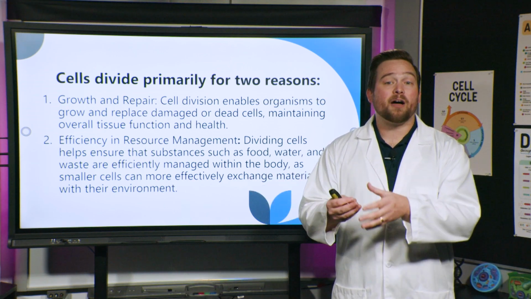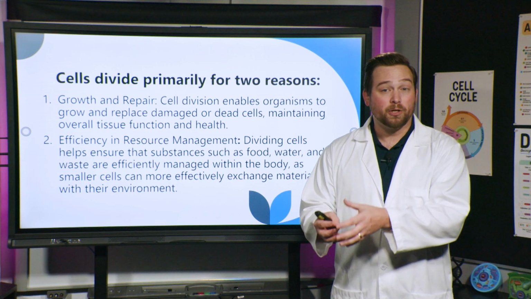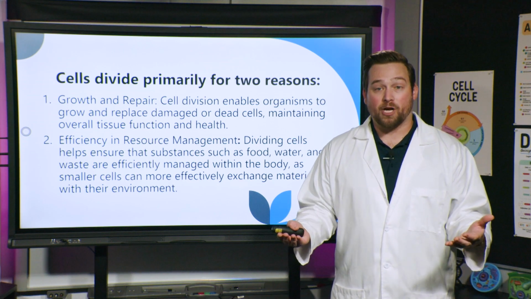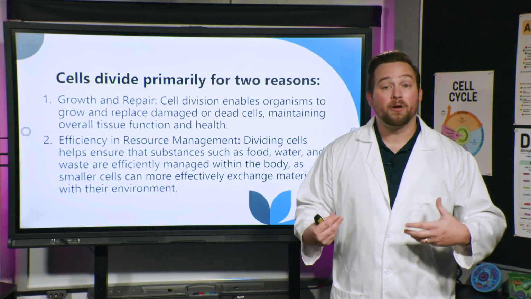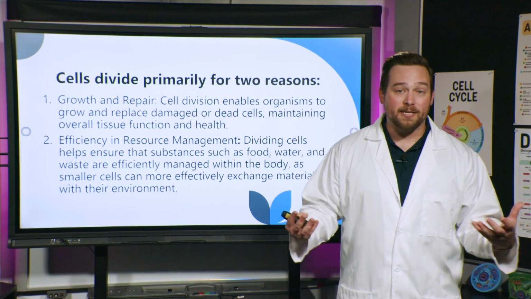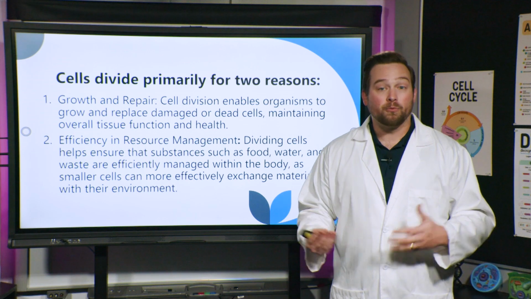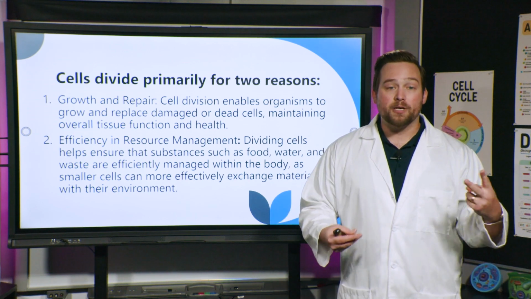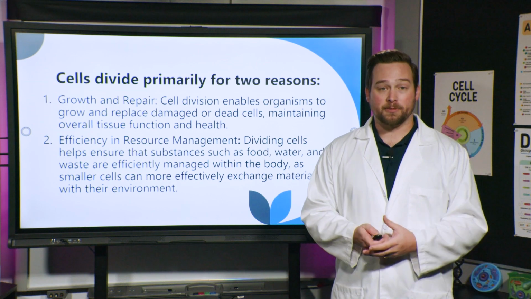So basically, cells have to stay small. They have to be really, really small in order to do their job. If they get too big, they're not able to do that job. So that's why our bodies are made up of trillions of very, very tiny cells and not just 5 or 10 really big cells. That just wouldn't work. Okay, so these are two main reasons why our cells are dividing in the first place.